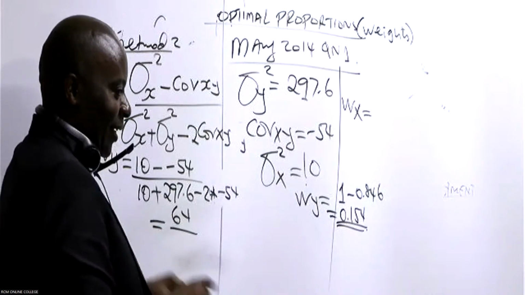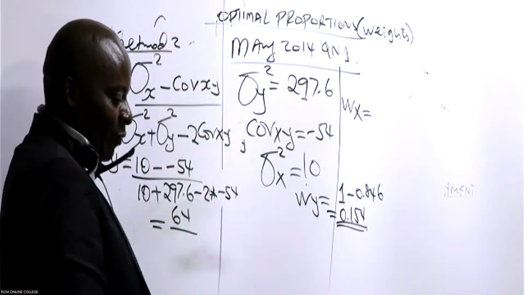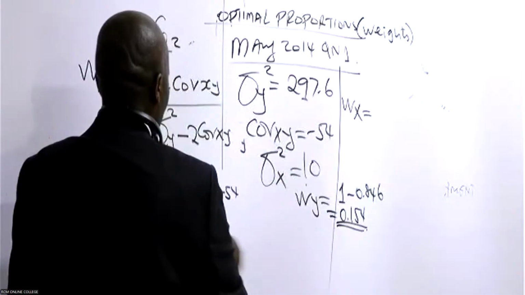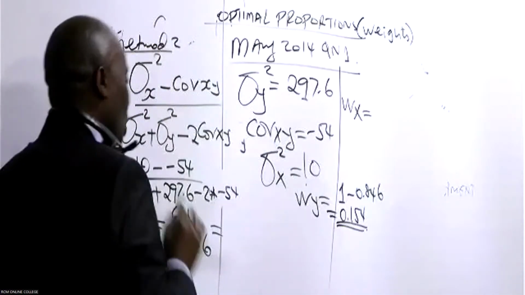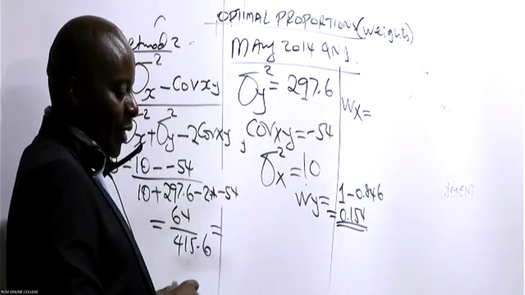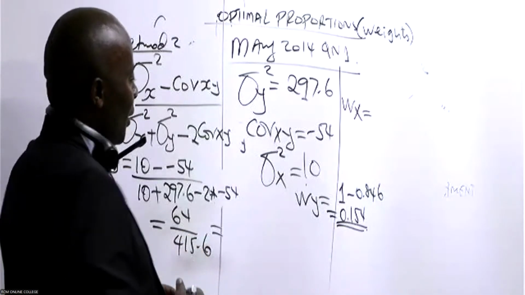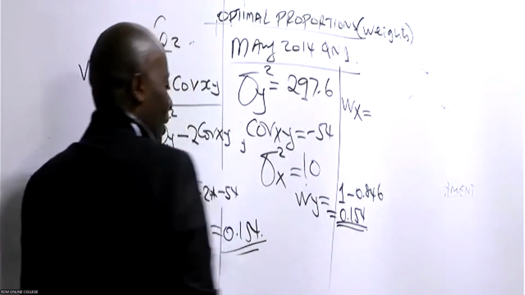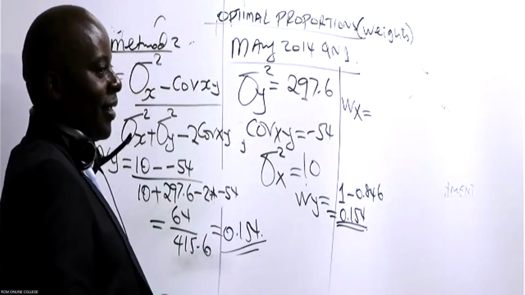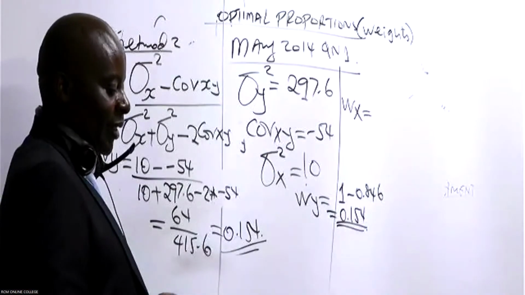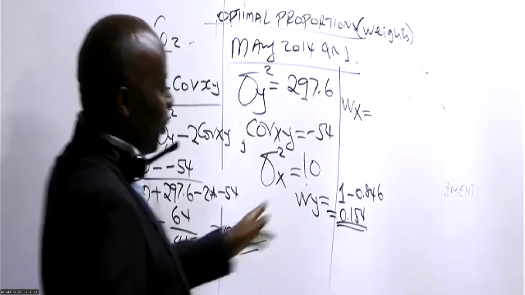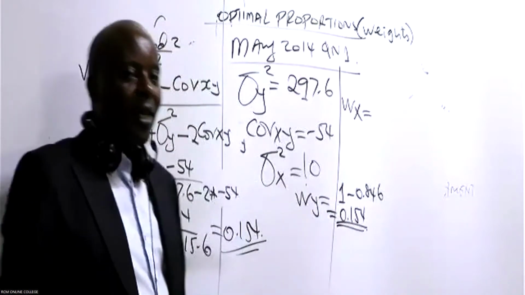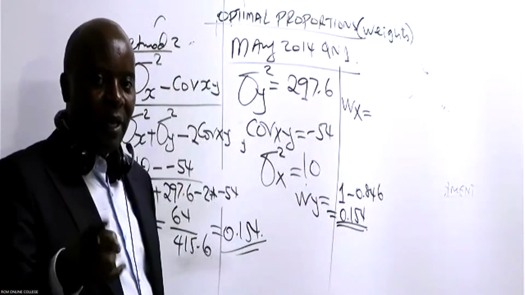The denominator is the same. Are you able to get 415.6? So are you able to give me this weight of Y? Is it the same as 0.154? It is the same as 0.154. Are you able to see some similarity? Because with the other method, we also got WY as 0.154. So those 2 formulas, you shall never forget them.